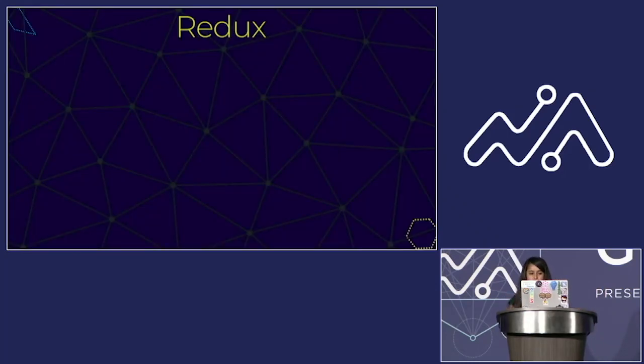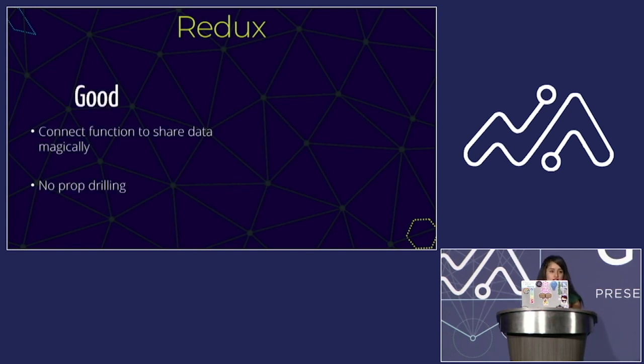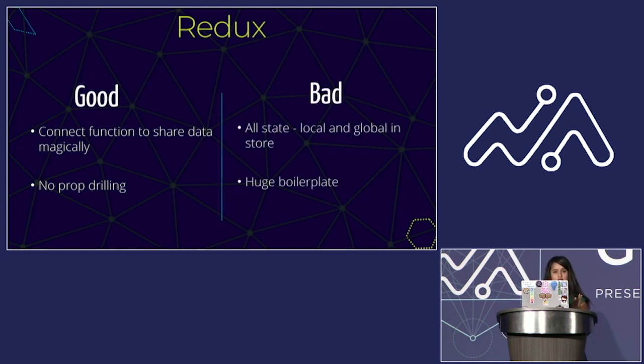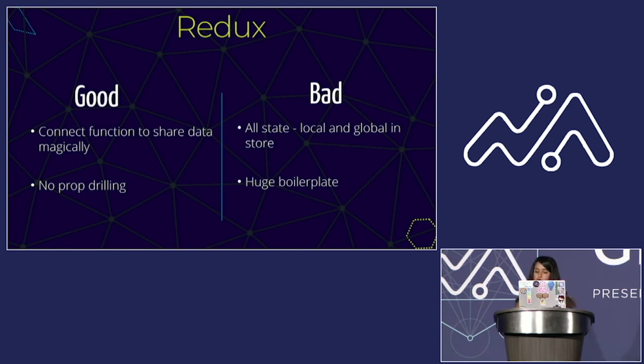So let's look at some solutions that have worked pretty well. For example, Redux. Redux is really good and really popular because it has this magical connect function, which once you use, your data is available everywhere. So you can share data across different parts of your application simply by using a connect function. But the bad problem of this is that all of the state, whether local or global, is in the same store. And what we started noticing was that developers were often using the Redux store even for the local state.